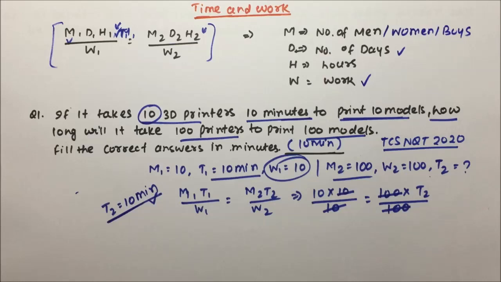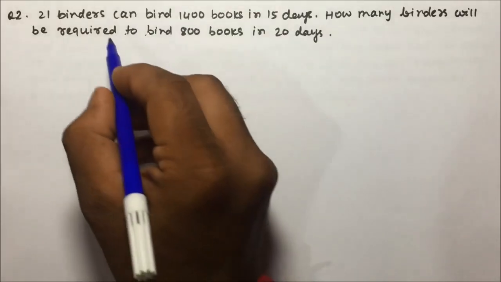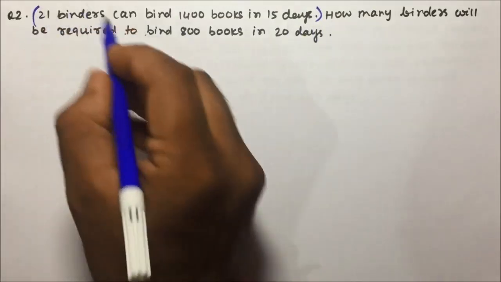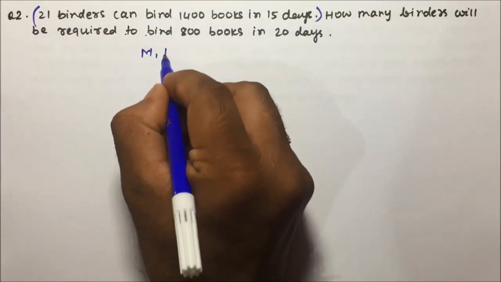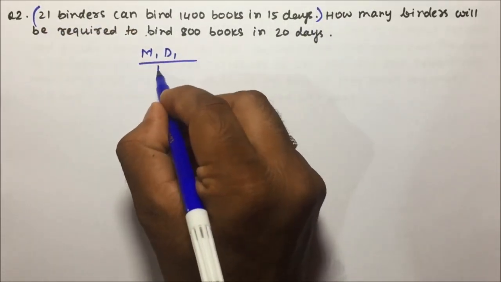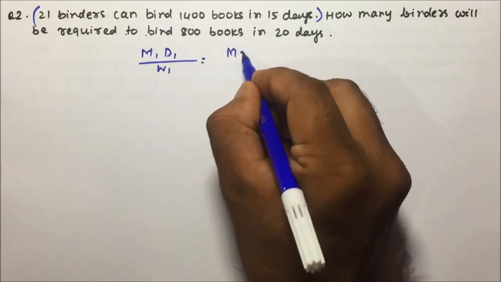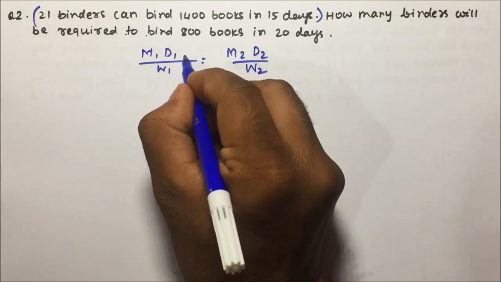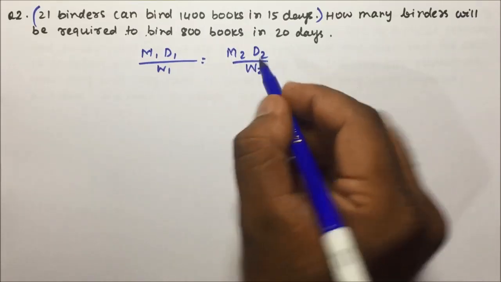Now moving towards question number 2. Question number 2 is: 21 binders can bind 1400 books in 15 days. So now what is M1 here? Again I can write down the formula: M1 D1 by W1 is equal to M2 D2 by W2. If you have hours, then you put hours here. If you have minutes, you can put minutes also.